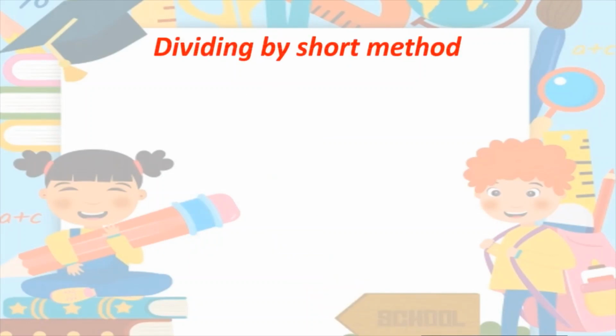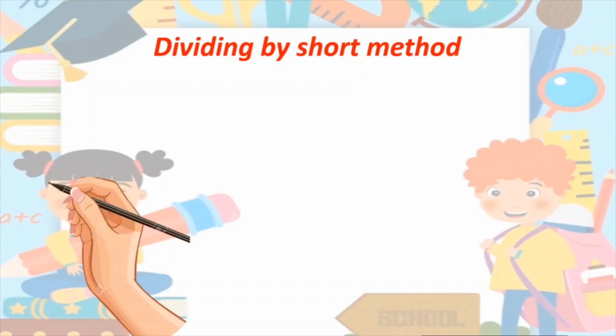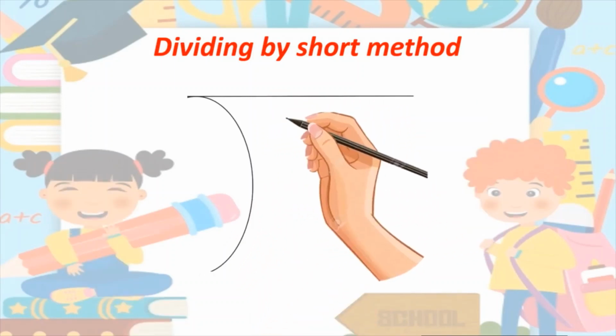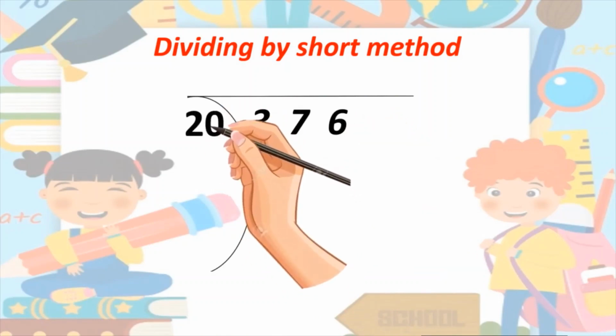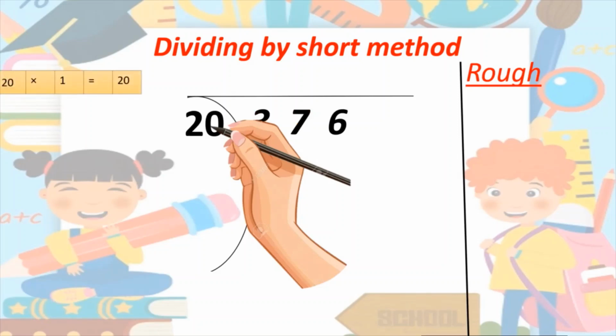Now we divide the same number in short method. So here you see 376 divided by 20. In this we will use the rough column. 20 again is a 2-digit number, you know it already. So we consider the first 2 digits of the dividend, that is 37. Now 2 ones are 2, which is less than 3. So let us try multiplying 20 by 1.